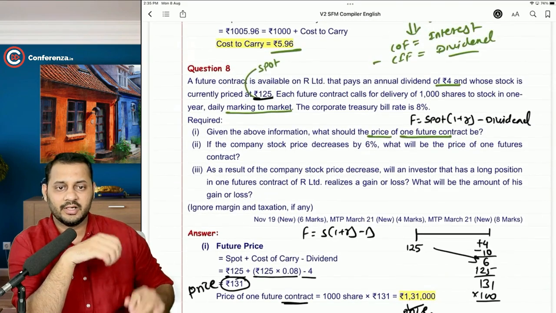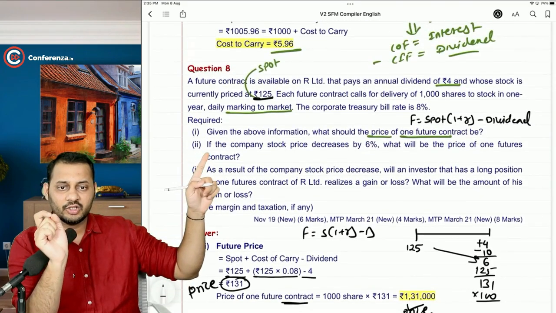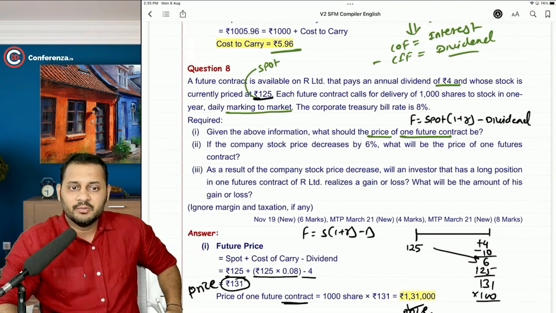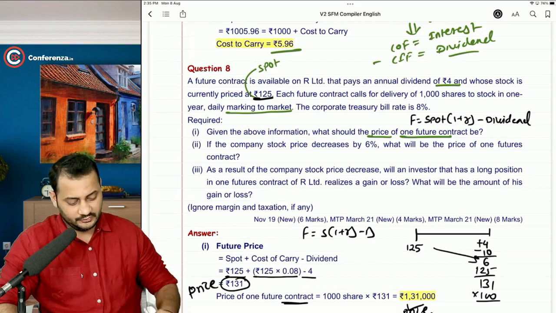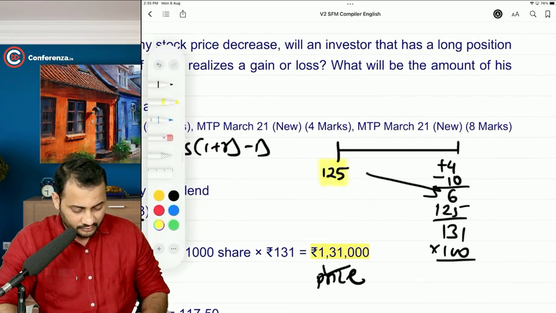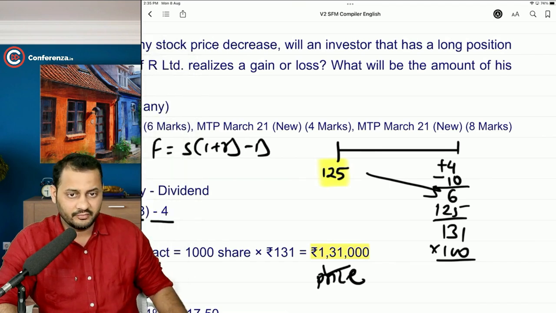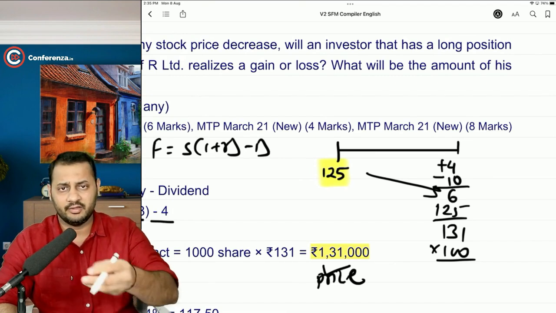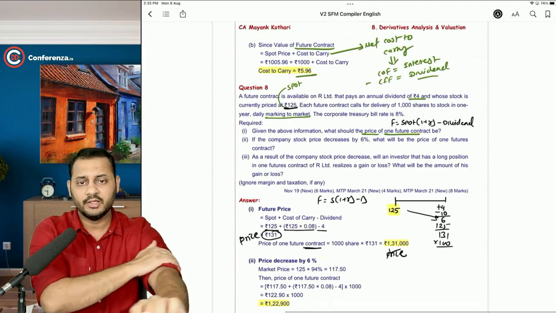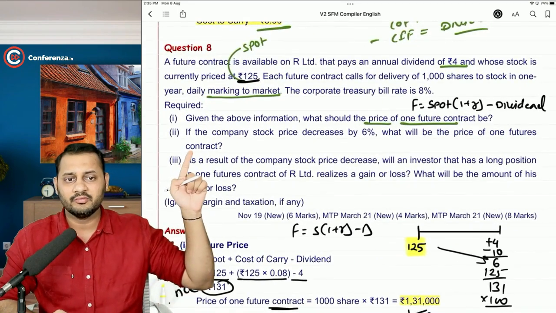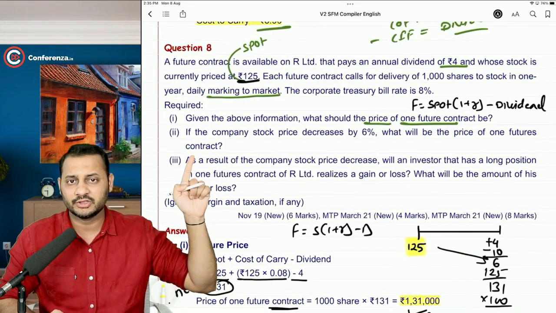Okay. Now the second part is interesting. If the company's stock price decreases by 6%, what will be the price of one futures contract? Which price are they talking about? They're talking about this one. If today the price is 125 and then immediately, after an hour or half an hour or one day, if it decreases by 6%, what will be the price of the one futures contract?